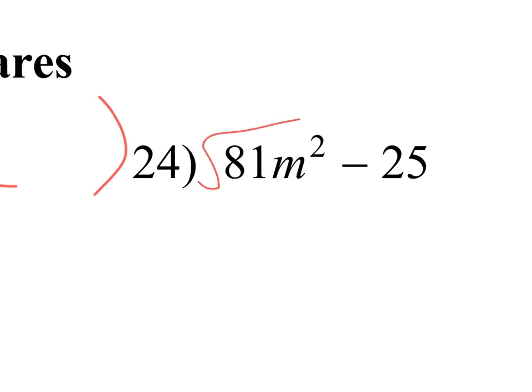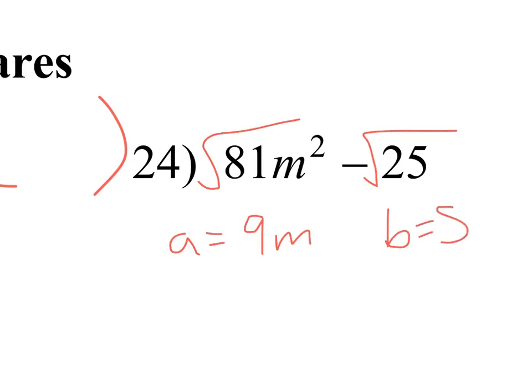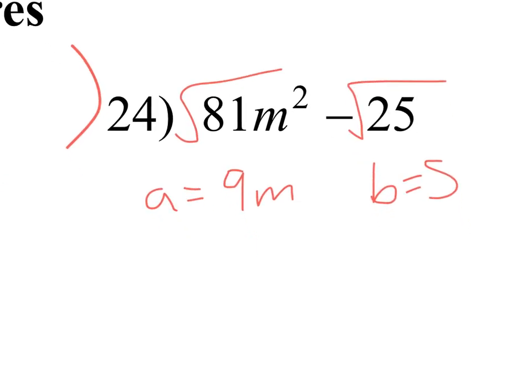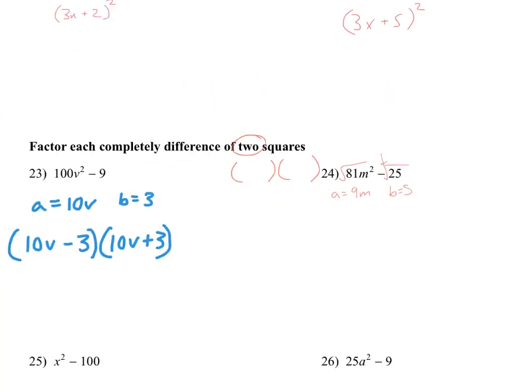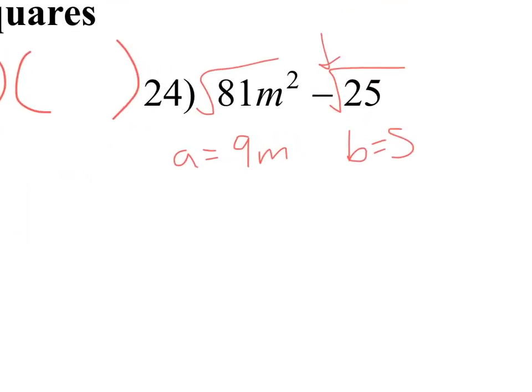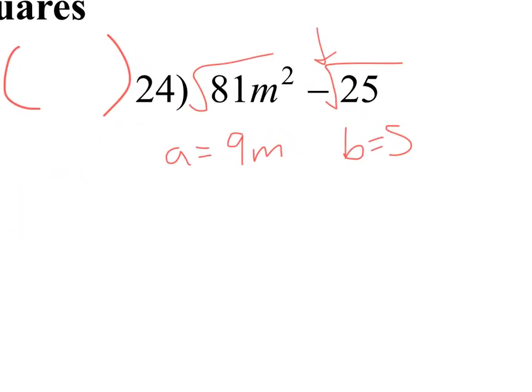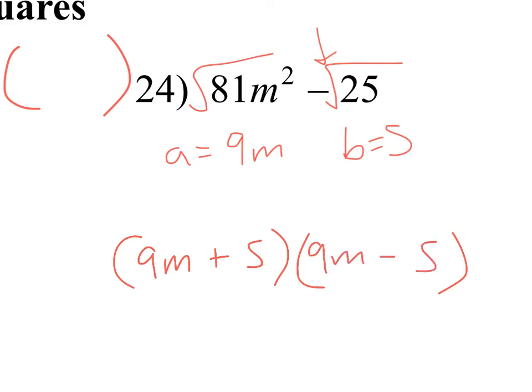So now we take the square root of our first and the square root of our last. So what's our A? 9m. And what's our B? Negative 5. Because in all of these examples, we have a minus sign in the middle. So it's always going to be A plus B and A minus B. So what goes in our parentheses? 9m plus 5 and 9m minus 5. So we just do our A plus our B and our A minus our B.